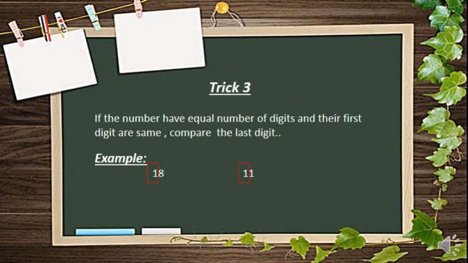Now trick number 3. If the numbers have an equal number of digits and their first digits are the same, compare the last digit. For example, 18 and 11. Firstly, we will compare the first digit, that is 1 on both sides, then we see the next digit. And the next digits are not equal, 8 and 1. But which number is smaller? Of course, 1 is smaller than 8. So, 11 is the smallest number.